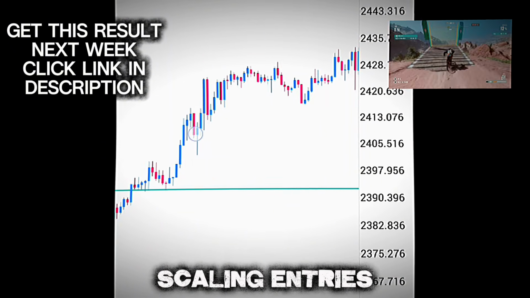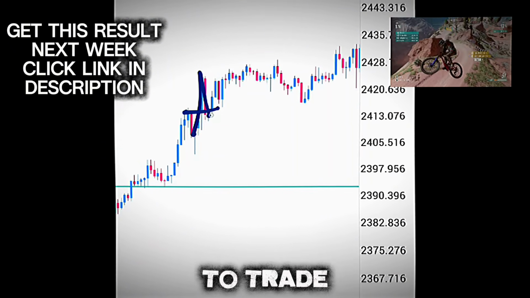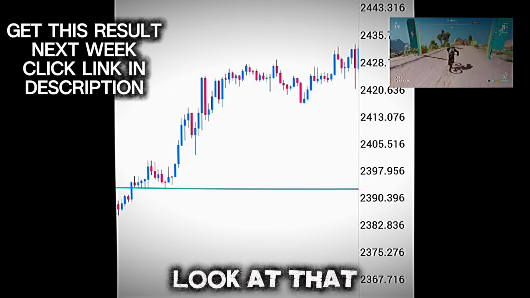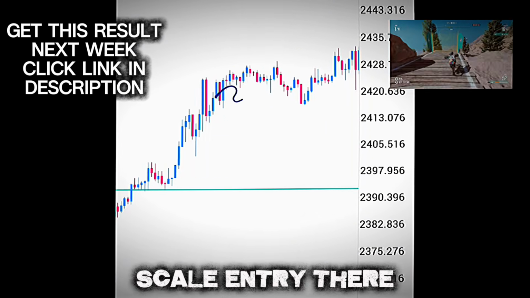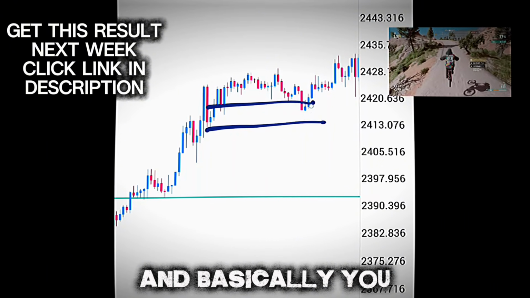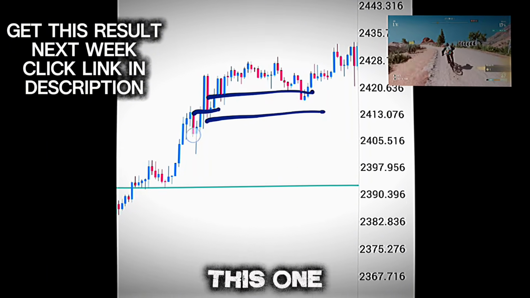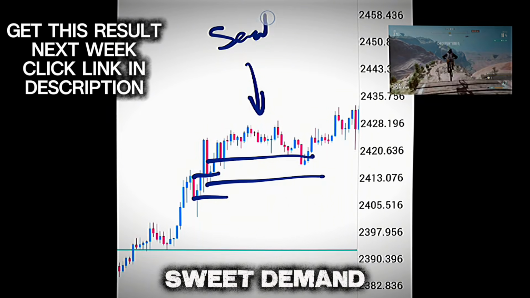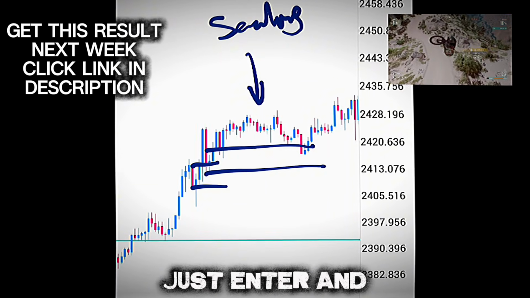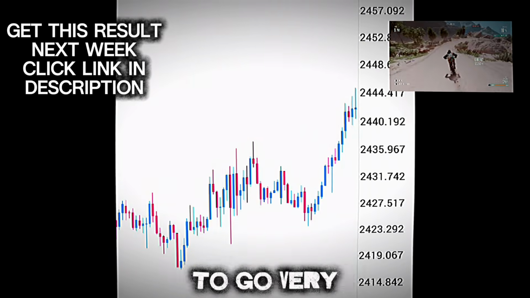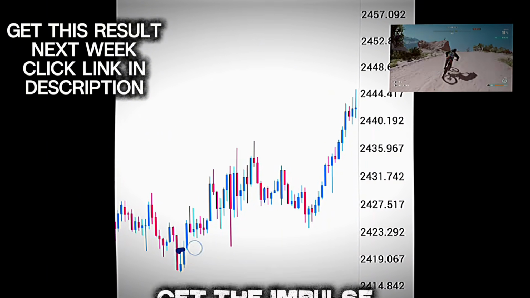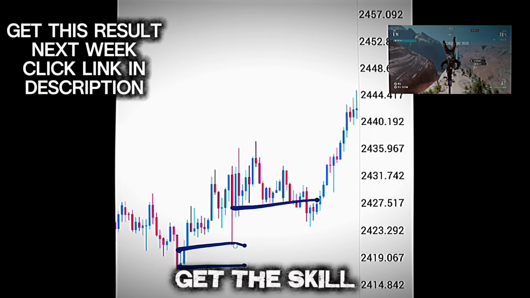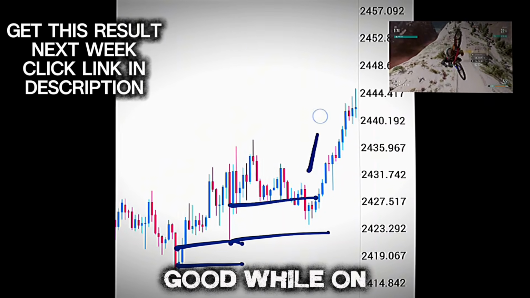Instead, you look for scaling entries, and it's safer to trade the second or third scale entry. If you look at that point there, that's the second scale entry, and basically you can just trade this one. Look at it, you can see it was respected, a sweet demand zone there. Just enter and you're good to go. Very simple. Get the impulse, get the scale, and you're good.